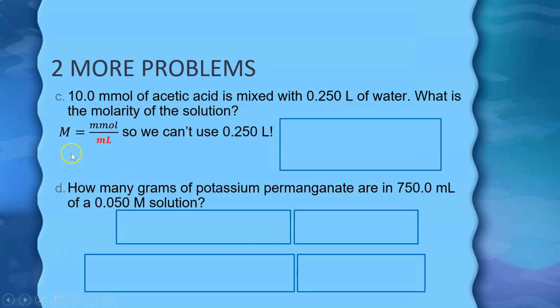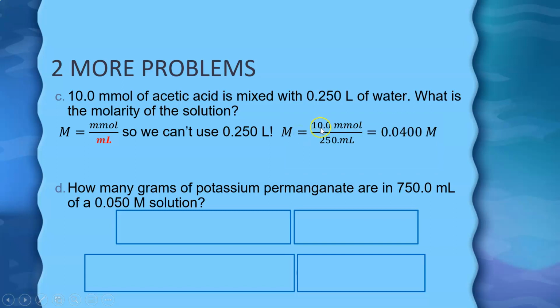So if I have molarity as millimoles over milliliters, and I want to use millimoles, I'm going to have to make that into milliliters. That moves the decimal place 3 times. 0.250 liters is 250 milliliters. So I'll set this up as 10 millimoles over 250 milliliters. That gives me 0.0400 molar.